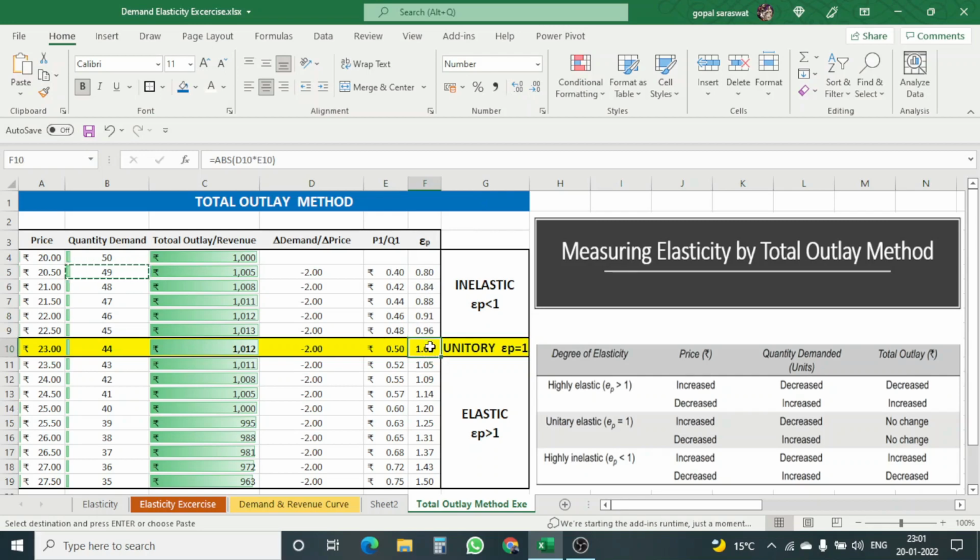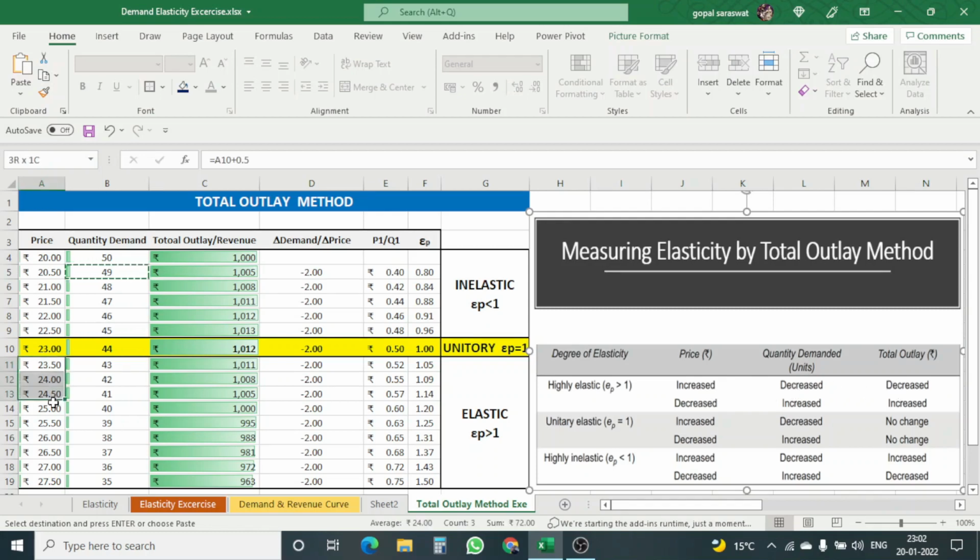Before 1 is less than 1 and after 1 is greater than 1. So greater than 1 means highly elastic, less than 1 means inelastic, and here it is unitary elastic. For more, you can watch my previous videos on calculating elasticity. So let's come back to the main topic, that is total outlay. In case of highly elastic, the total outlay method, proposed by Marshall, says when you increase price, quantity demand decreases, total outlay decreases.